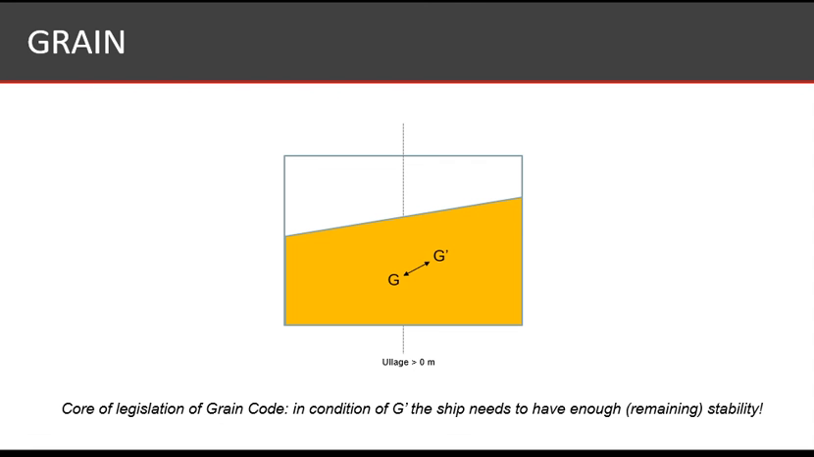Well, the core of the grain code is that in the condition of G accent, the ship needs to have enough remaining stability to continue the voyage. That's basically the core of the grain code.